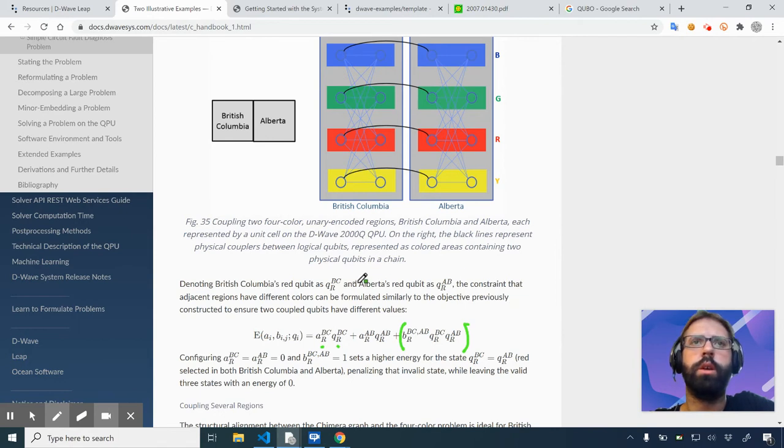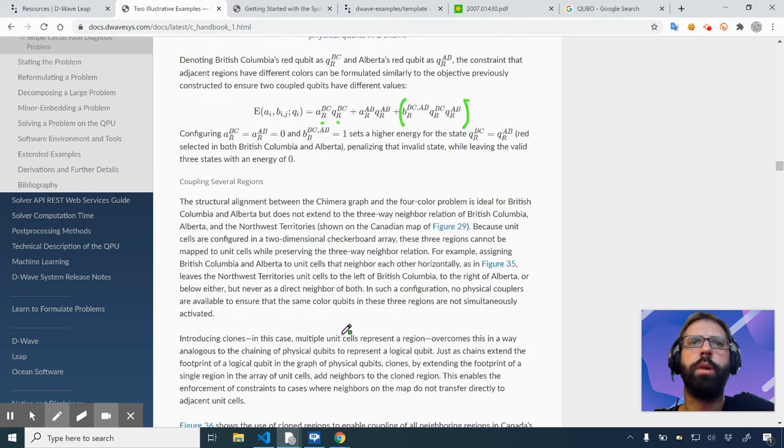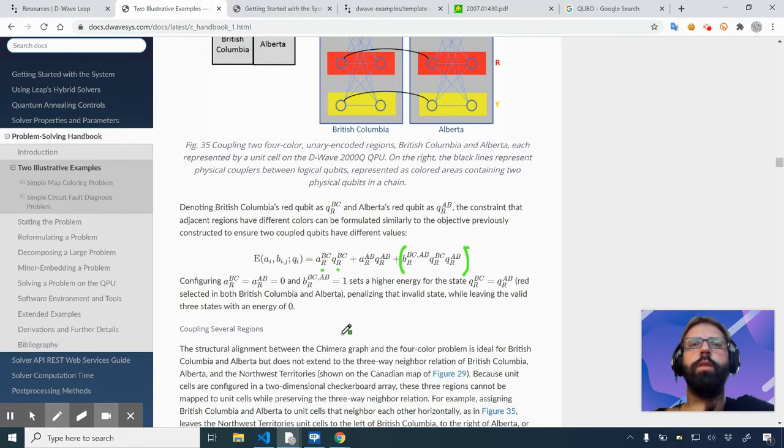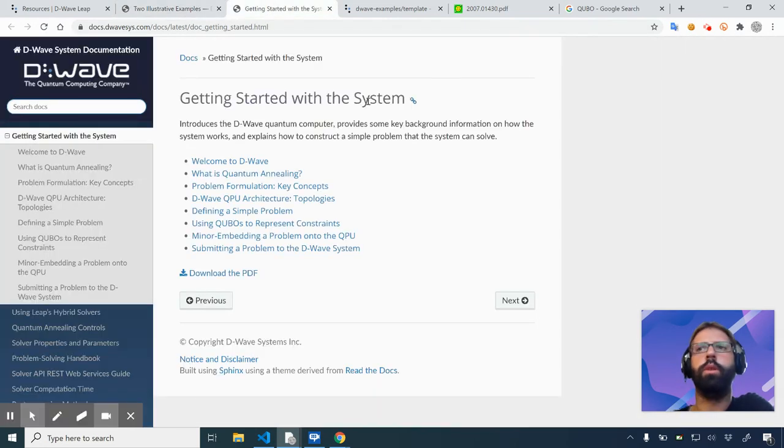Yeah, exactly. So you want them to have different colors. This should work as well because it applies the same logic, right? If they have the same color, then you're going to have a 1 in here and a 1 in here, and so you're going to have an energy that's definitely over 0, and that's going to be penalized. Okay, whatever. I don't think that was useful so far.